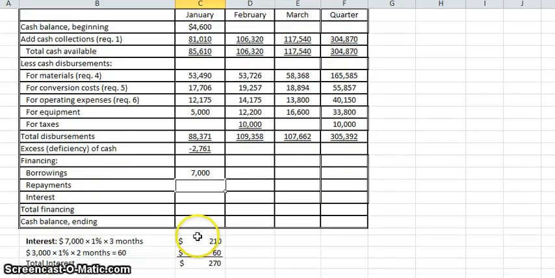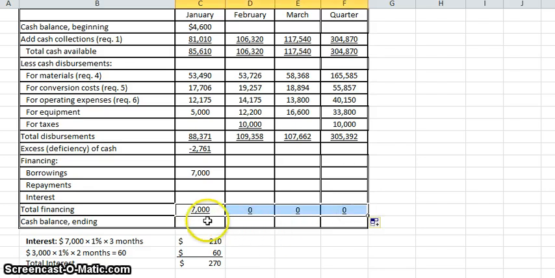And when we borrow 7,000, that is going to give us, I'm going to total the financing section here, just so we've got it. And I'll copy this across. Okay, so what will our ending cash balance be? Well, it's going to be the excess or deficiency plus what I have financed.